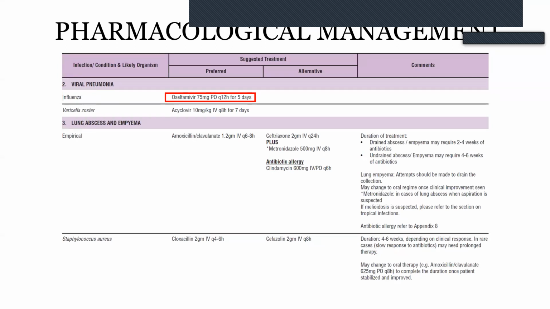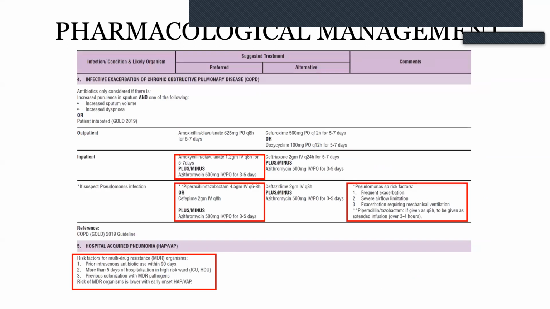Cucuk je lah. Lepas tu lung abscess and empyema, tak apalah, kita skip this. Lepas tu severity, kalau infective exacerbation pun actually the recommended is the same. Kalau you suspect pseudomonas, then it's actually piperacillin-tazobactam.